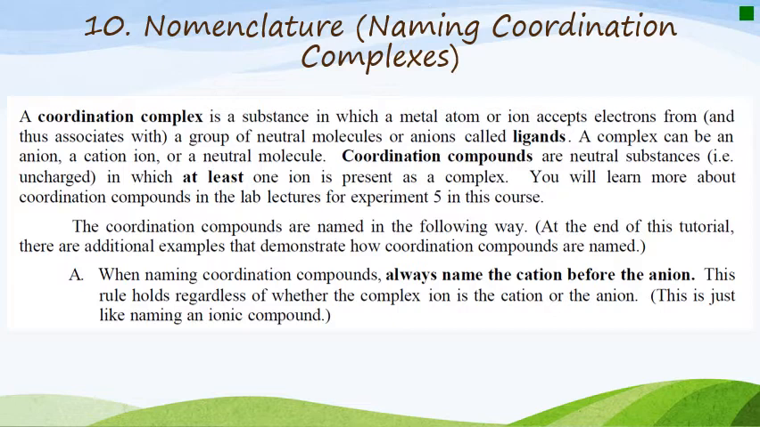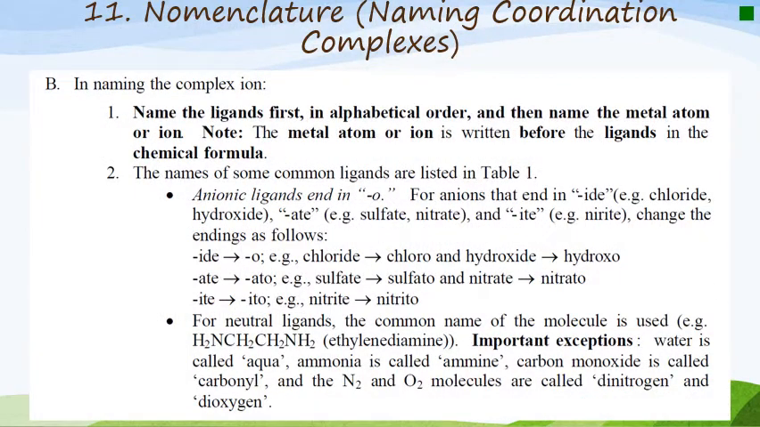So when we name coordination compounds, we should always name the cation before the anion. These rules are based on the International Union of Pure and Applied Chemistry's rules of how to name things. So it's like naming an ionic compound, except that this one's just a bit more complicated. Okay, so we name the cation before the anion, and then when you're naming the complex ion, you're going to name the ligands first, and you name them in alphabetical order.